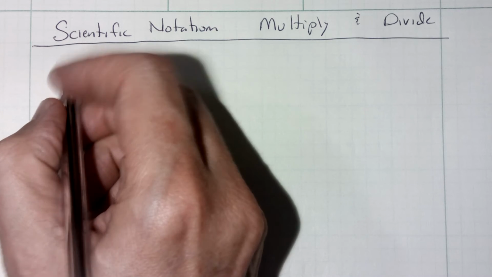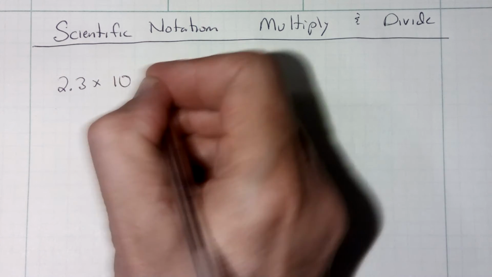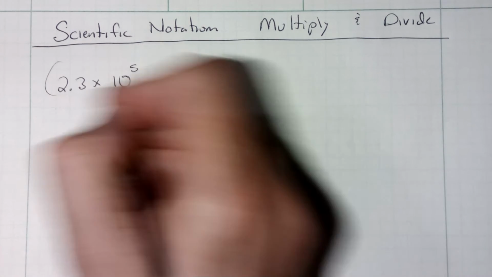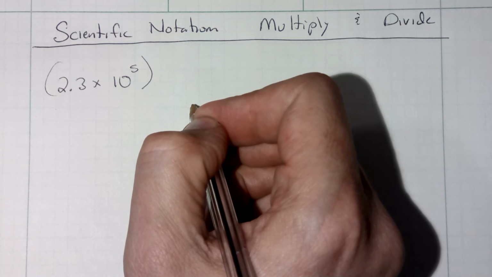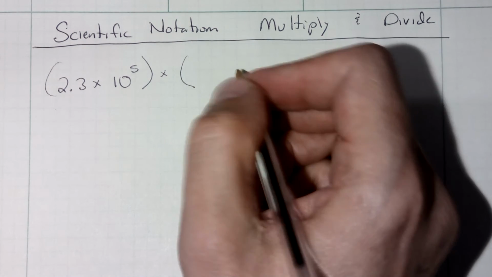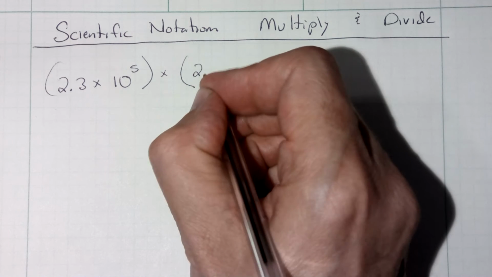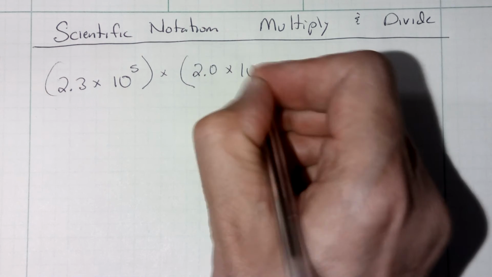If I gave you 2.3 times 10 to the fifth, and a lot of times you'll see it written in parentheses when they do this, times another number written in scientific notation. Let's do a simple one: 2.0 times 10 to the seventh.